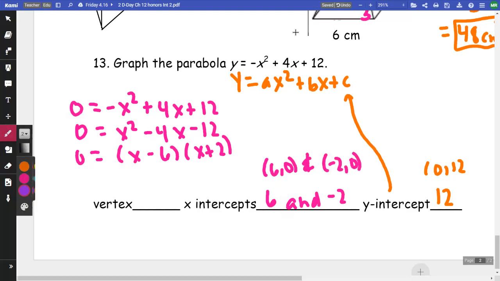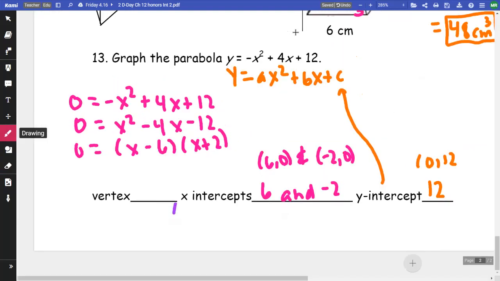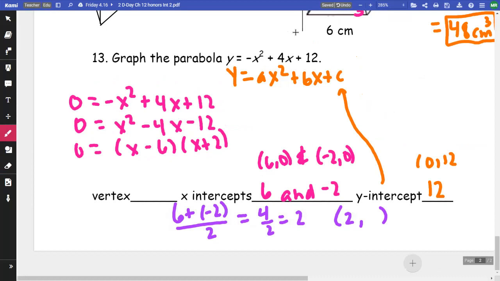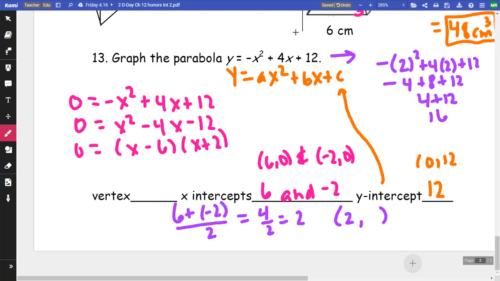Now for your vertex, since I have my x-intercepts, what I could do is I can average them. And so I can go 6 plus a -2 divided by 2. So that's going to be 4 divided by 2 or 2. So I know it's going to be 2 comma something. So to figure out the something, I'm going to put 2 into the equation. So let me do it up here. So I've got -2 squared plus 4 times 2 plus 12. So this is going to be -4 plus 8 plus 12. So that's going to be 4 plus 12 or 16. So this is going to be 2 comma 16.